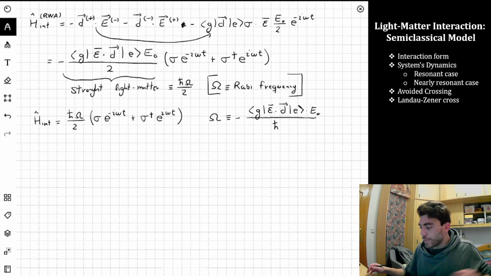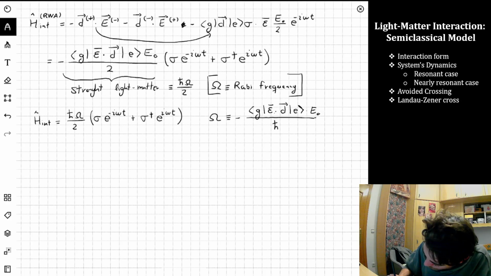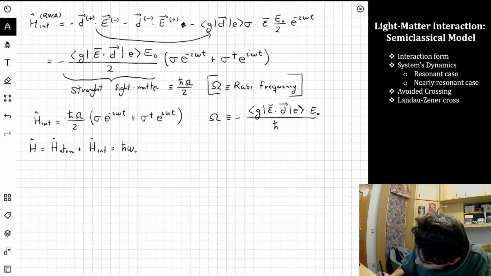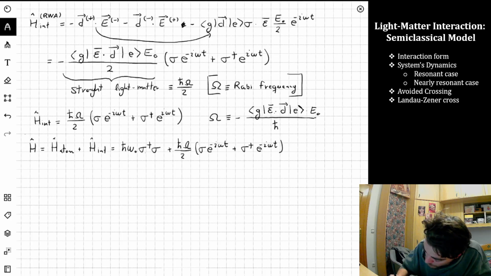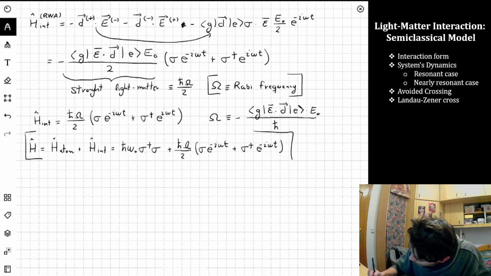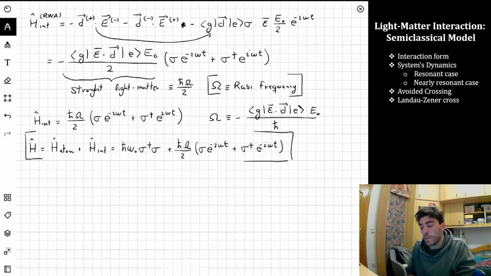Alright. And this follows that the Hamiltonian of the total system is the Hamiltonian of the atom plus the Hamiltonian of the interaction, which is simply h bar omega 0 sigma plus sigma minus, plus h bar Omega divided by 2 times sigma minus e to the minus i omega t plus sigma plus e to the minus i omega t. And this is the form of the light matter interaction Hamiltonian that will describe the physics, which is the next thing we are going to see, and in particular the dynamics of the system.